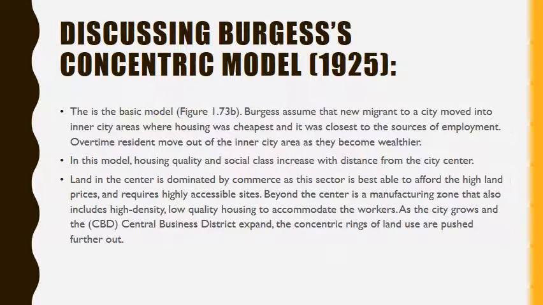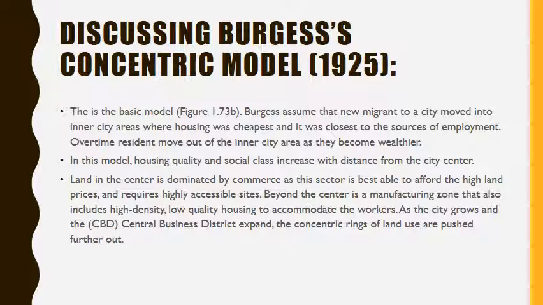Discussing Burgess's concentric model in 1925. This is the basic model, figure 1.73b. Burgess assumed that new migrants to a city moved into inner city areas where housing was cheap and closest to the source of employment. Over time, residents move out of the inner city areas as they become wealthier. In this model, housing quality and social class increase with the distance from the city center.